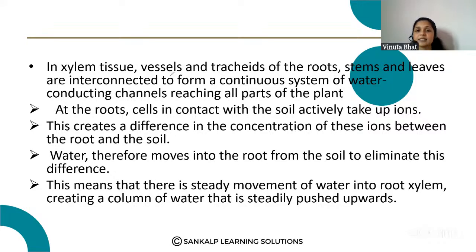At the roots, cells in contact with the soil actively take up the ions, and they create a concentration gradient of ions between the roots and the soil. There is a difference in the concentration between the root and the soil. Then water therefore moves into the root from the soil to eliminate this difference. This means that there is a steady movement of water into the root xylem, creating a column of water that is steadily pushed upward. So like that the water moves from roots to the shoots. Okay. So this is the function of the xylem.